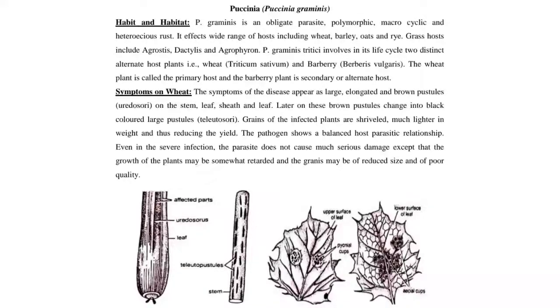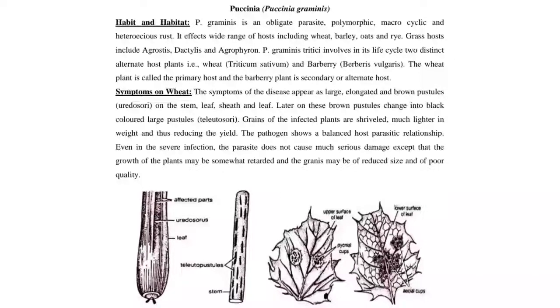Puccinia graminis, habit and habitat. P. graminis is an obligate parasite, polymorphic, macrocyclic and heteroecious rust. It affects a wide range of hosts including wheat, barley, oats and rye. Grass hosts include Agrostis, Dactylis and Agropyron.